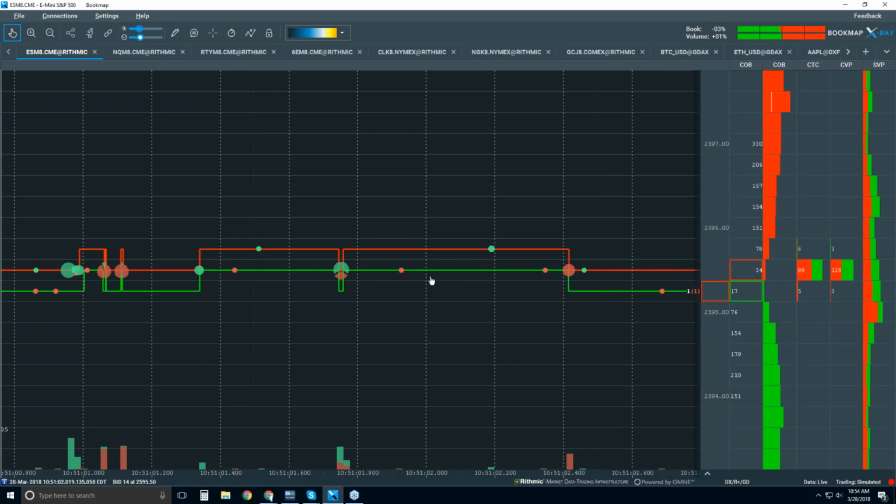Zoom in a bit more. Best offer is the red line. Best bid is the green line. These green dots you see here are market buy orders. Someone crossed the spread. They took liquidity off of the best offer. They didn't wait or provide it in the order book. This is the aggressor classification of volume. The red is a market sell.